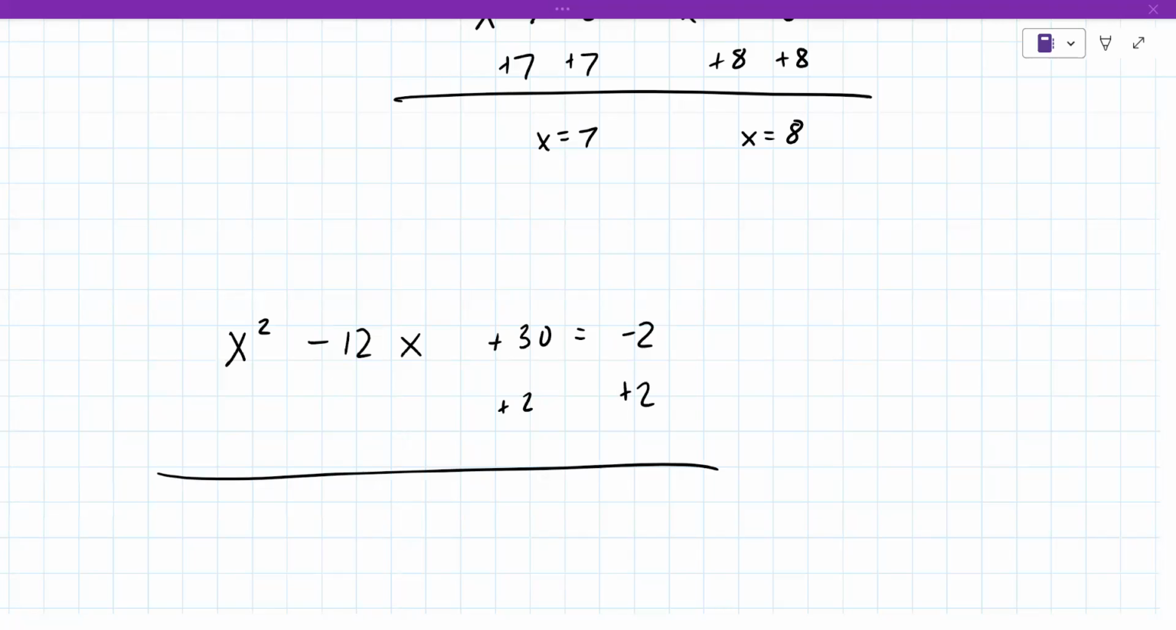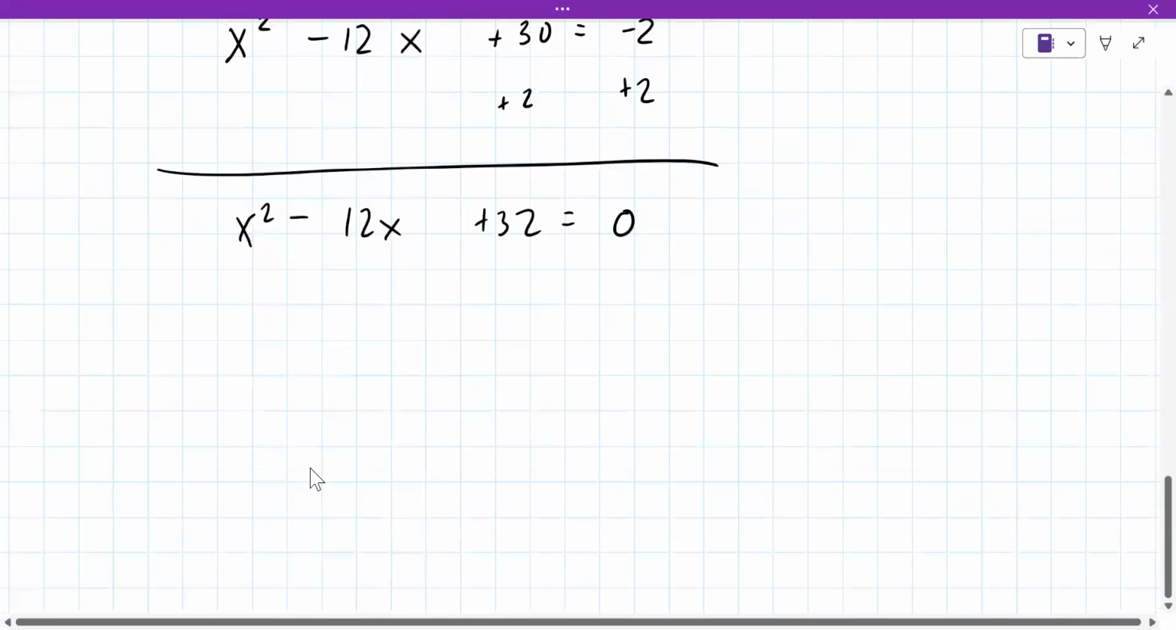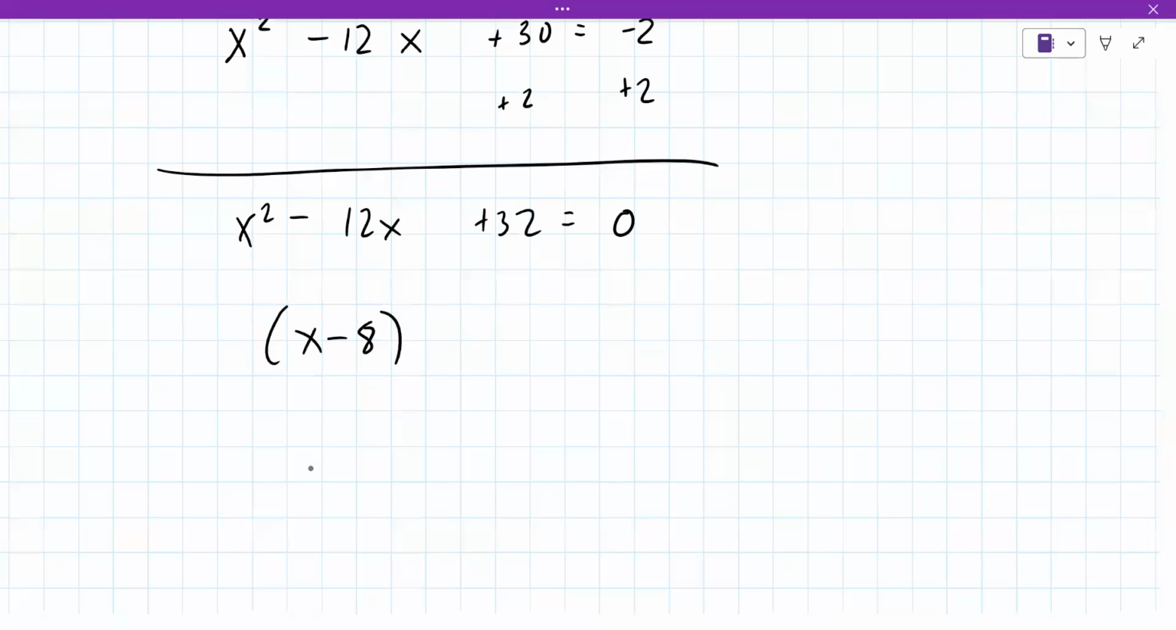Do you need any help, a hint or anything like that? It's x equals 8 and x equals 4. It's very good. It factors into x minus 8, x minus 4 equals 0, so x equals 8, x equals 4. Really good here.